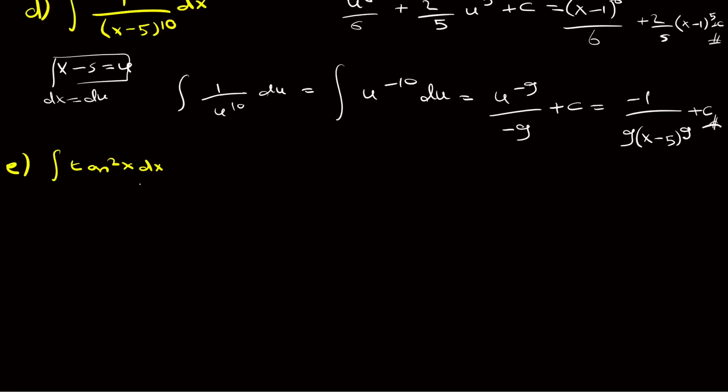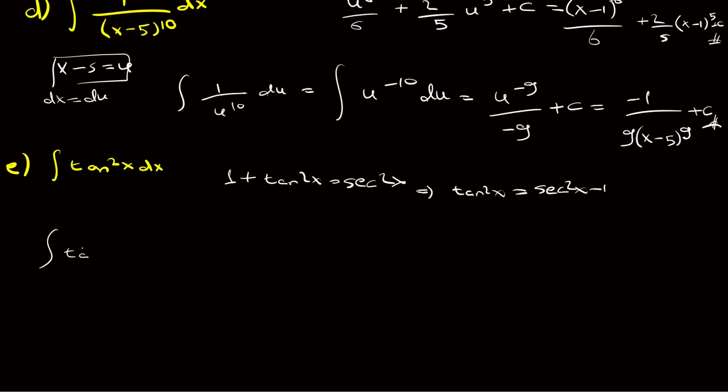Integral of tan squared x dx. I don't know which function I differentiate gives me this integrand, but I know that 1 plus tan squared x is equal to secant squared x. If I leave tan squared x alone here, tan squared x is equal to secant squared x minus 1. Let's write this instead of tan squared x.